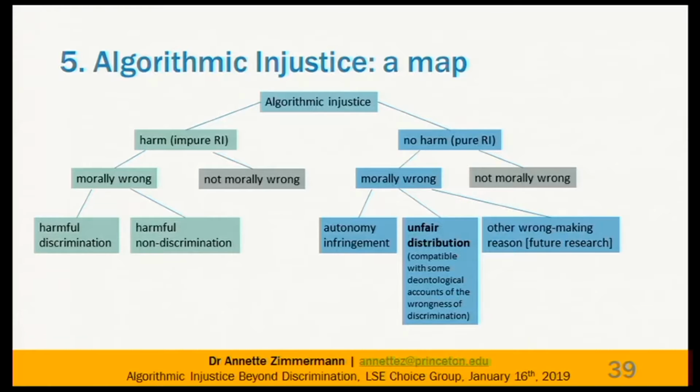Then on the no harm side, again focusing on the morally wrong dimension of pure risk, I've talked about the autonomy account, I've talked about the unfair risk distribution account, but I also want to stress that future research is really needed to map other possible wrong-making features here. So I haven't tried to develop a comprehensive theory of this, but I think this unfair risk distribution case is really obvious and under-researched, so therefore worth stressing as an important part of this concept. Yes, and then the non-morally wrong pure risk impositions I've obviously excluded and therefore grayed out here in this map. They're just not part of algorithmic injustice.